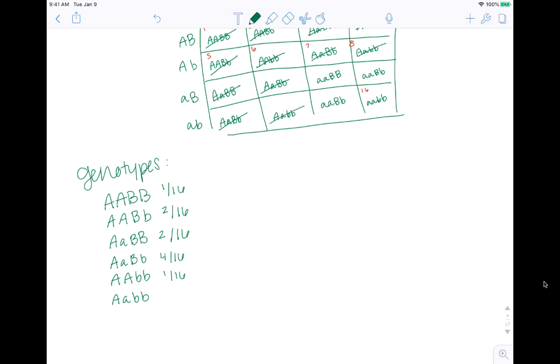Notice that they're always on diagonals, which is really convenient for finding them. Next, we have little a, big B. You have 1 here. That is 1 out of 16. Then you have little a, big B, little b. You have 1 and 2 of those. So there are 2 out of 16. And then you have our all recessive traits here, which is 1 out of 16.